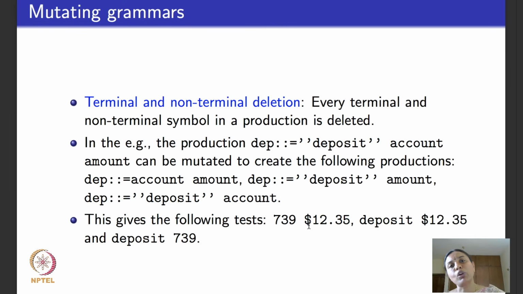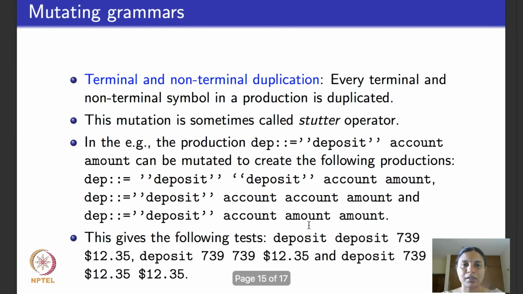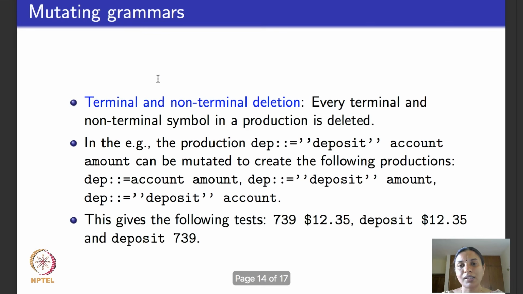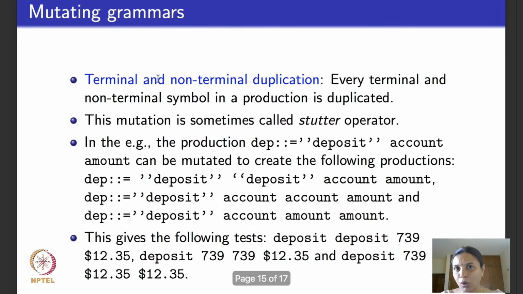We have to figure out what the program does. If the program doesn't handle exceptions on these test cases, we have to build in those exception handlers. The next kind of production rule is, instead of deleting them, you duplicate terminals and non-terminals. Duplicate means what? You create another copy of one terminal or one non-terminal. Again, please remember, always in mutation testing, only one mutation at a time. So don't duplicate 2 terminal symbols, or in this case, don't delete 2 non-terminal symbols or terminal symbols. Only one operator at a time.